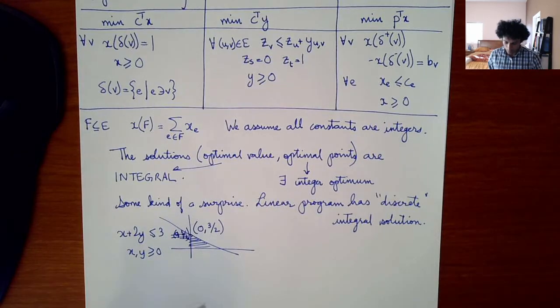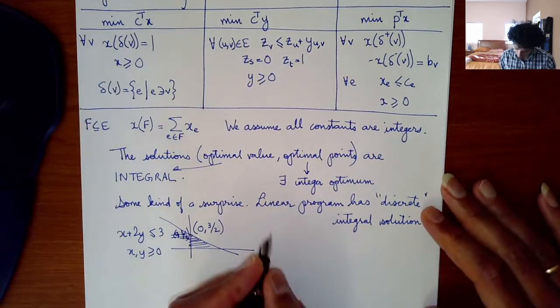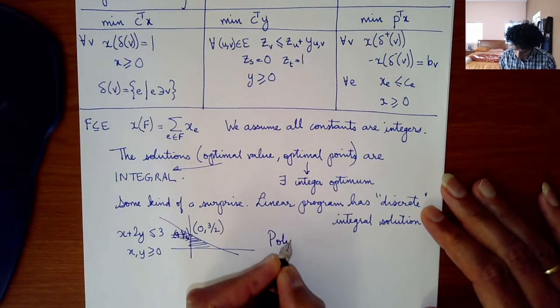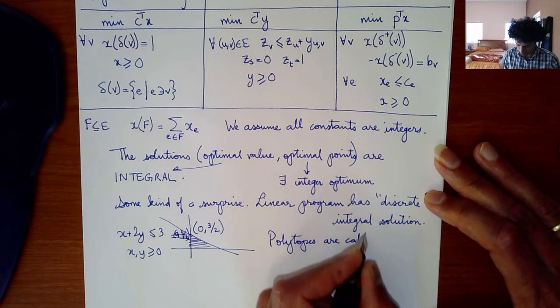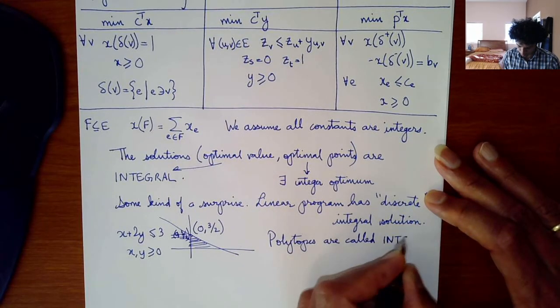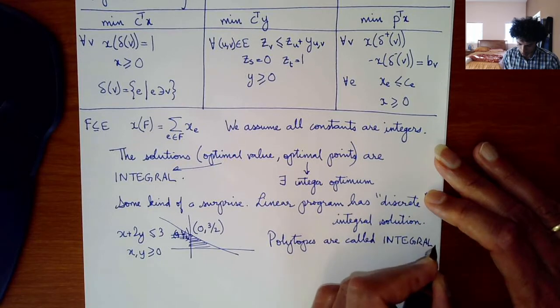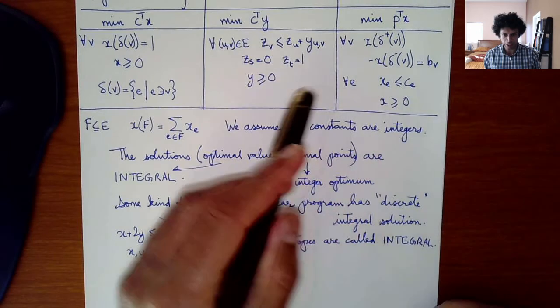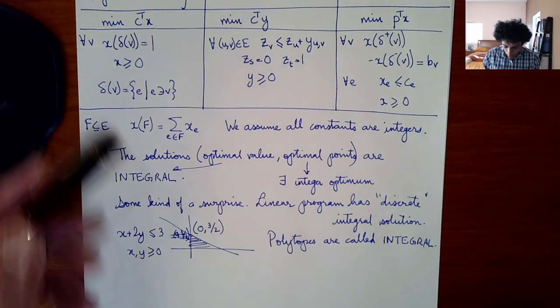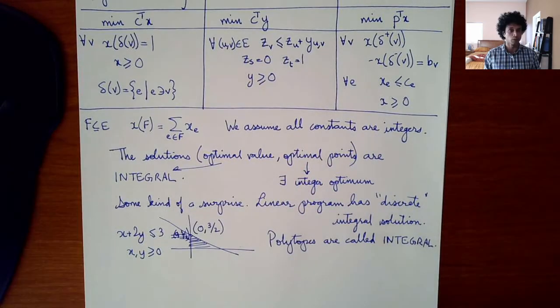And these polytopes are called integral. What we'll study today is an underlying theory that actually explains all of these. Why do all of these polytopes end up having integer points?